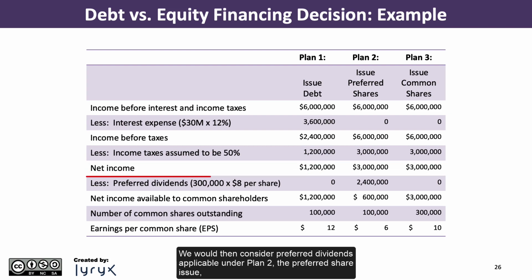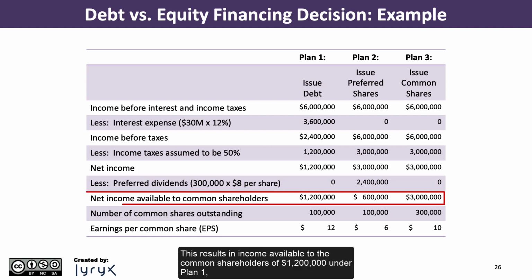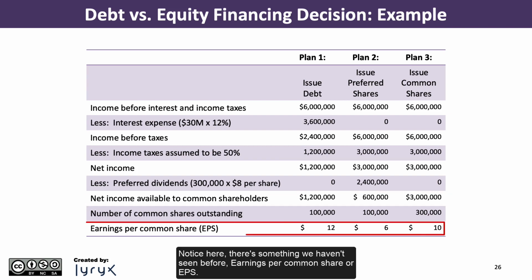We would then consider preferred dividends applicable under Plan 2, the preferred share issue, of $2,400,000 calculated as 300,000 preferred shares times $8. Plans 1 and 3 don't have any preferred shares. This results in income available to the common shareholders of $1,200,000 under Plan 1, $600,000 under Plan 2, and $3 million under Plan 3. Notice here, there's something we haven't seen before: earnings per common share, or EPS.